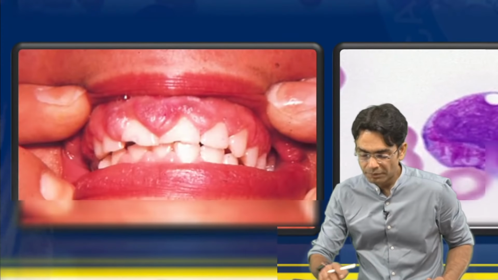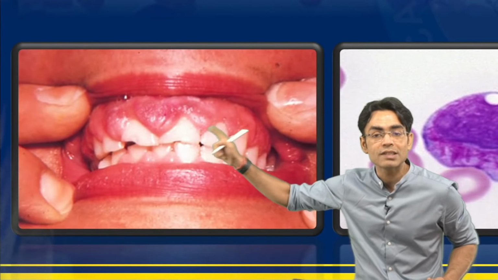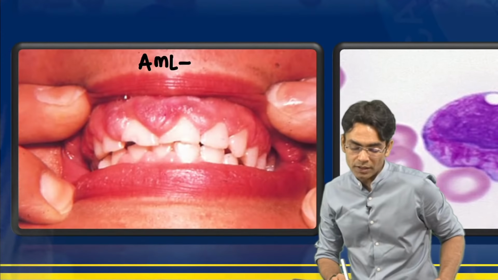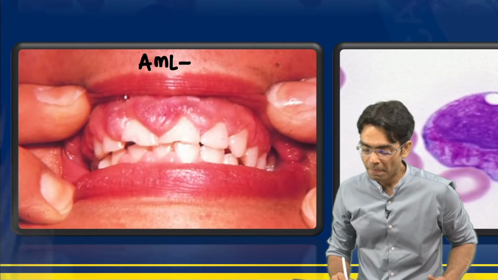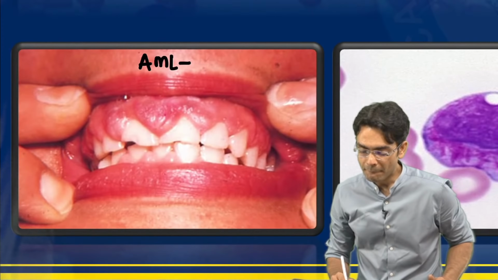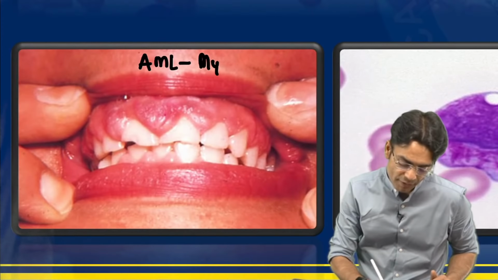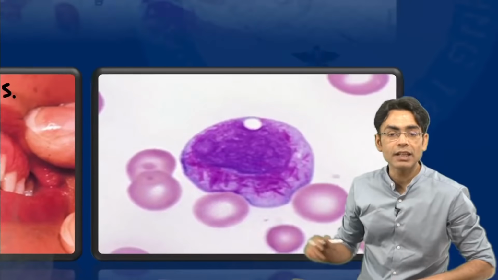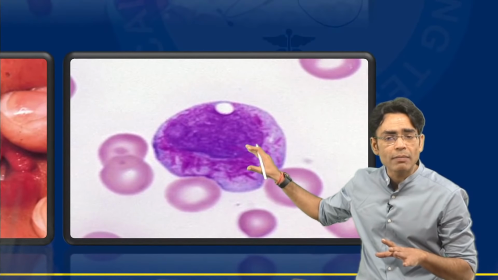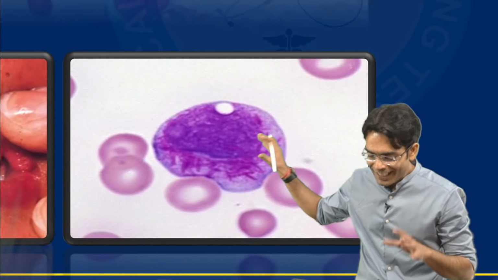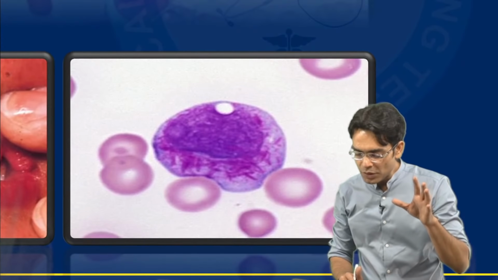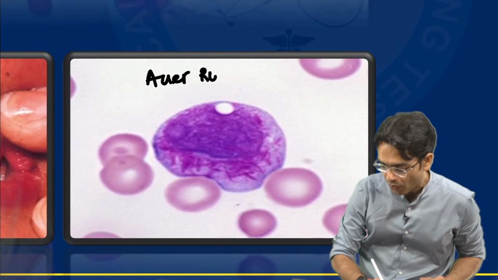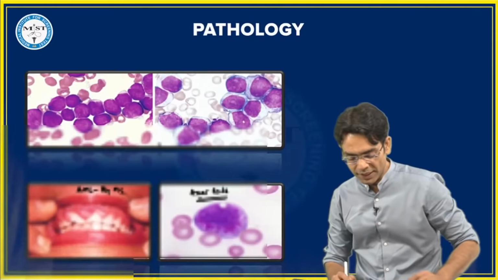What is this? Which type of AML are you seeing with this? This is gum infiltration. So gum infiltration, beta, is seen with AML. Tell me quickly the type, beta. What is the type of AML? Yes, AML M4, M5. Better to choose M5 in that. And the last one in this is, you are right, these are your Auer rods. Absolutely. These are your Auer rods.